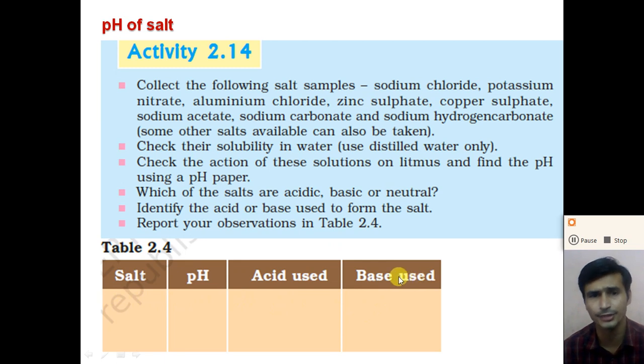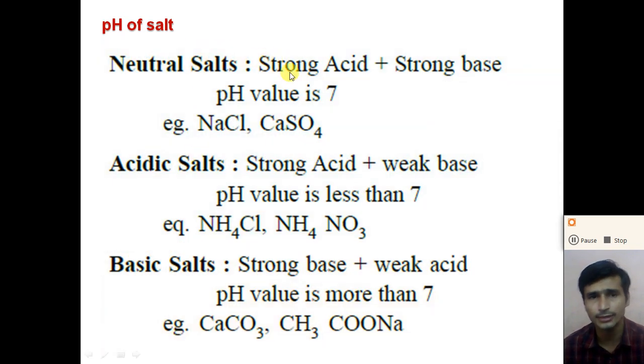So here there is no need to write, because salts are classified into three categories: acidic salt, basic salt, and neutral salt. So let us see that when a strong acid and a strong base react with each other, right, the pH value of the salt is about 7, and the salt is called a neutral salt, right?